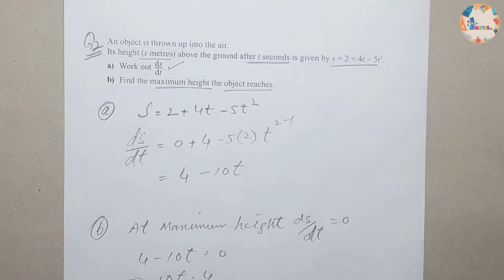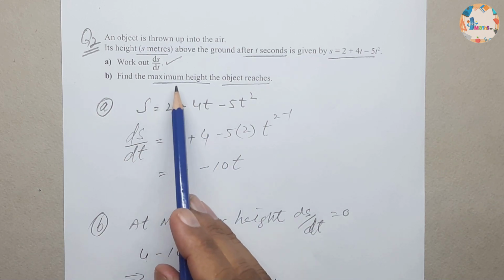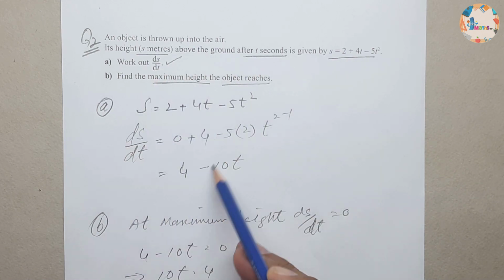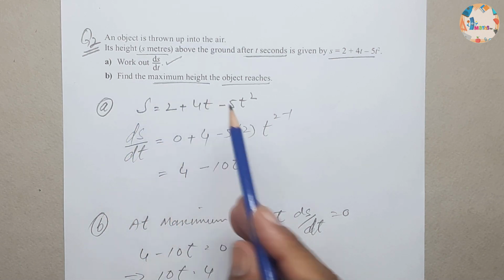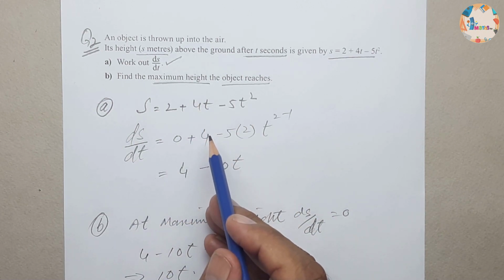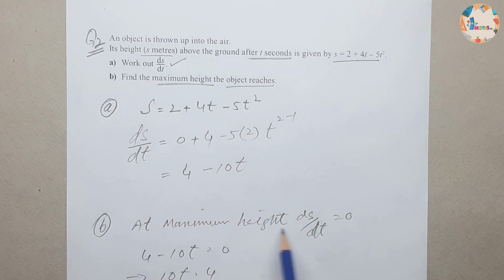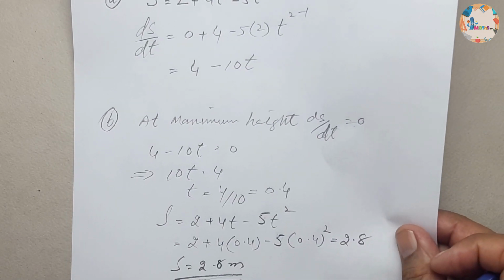So what we have done, if I quickly go through this question again so that you can understand the word problem. A part is just straightforward. We just have to take the derivative with respect to t, which we have done in 2 steps. Then they are saying find the maximum height. For the maximum height, this derivative should be equal to 0, because we know that at a maximum or minimum point the derivative is 0. So we put the derivative equal to 0, and the t value we got is 0.4.